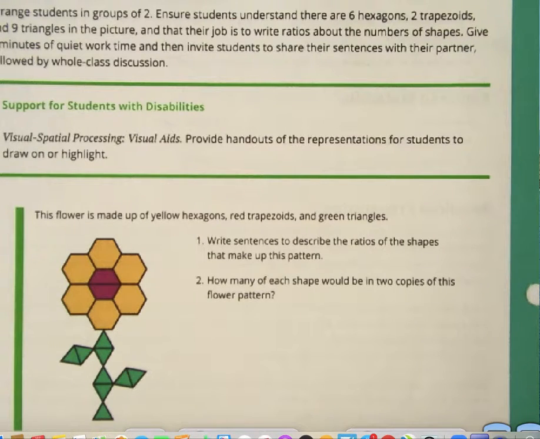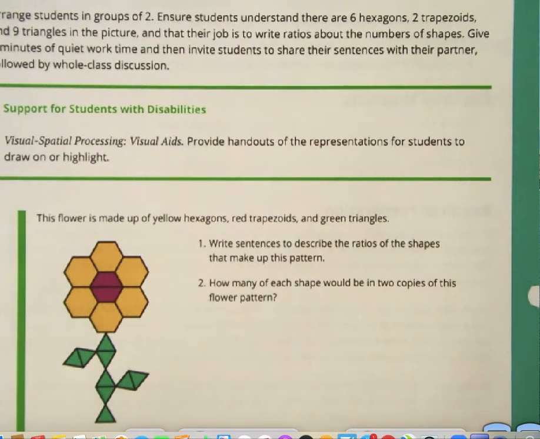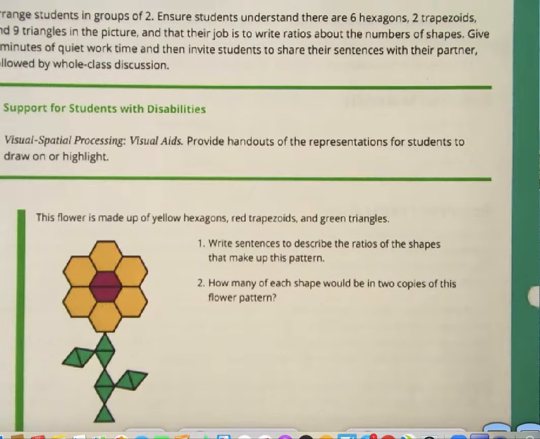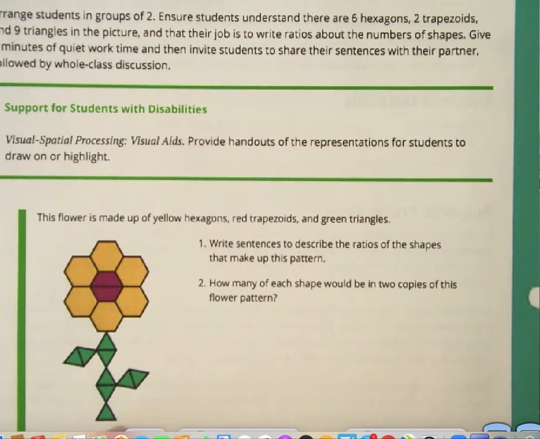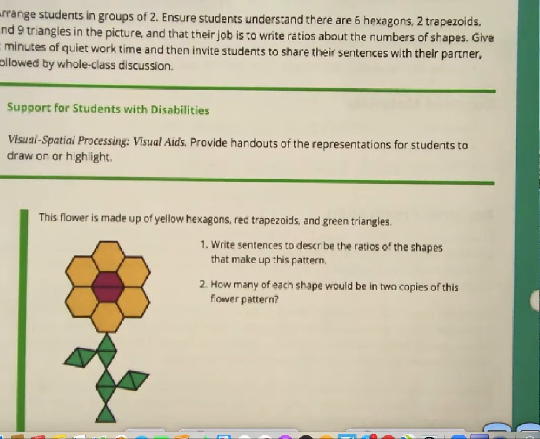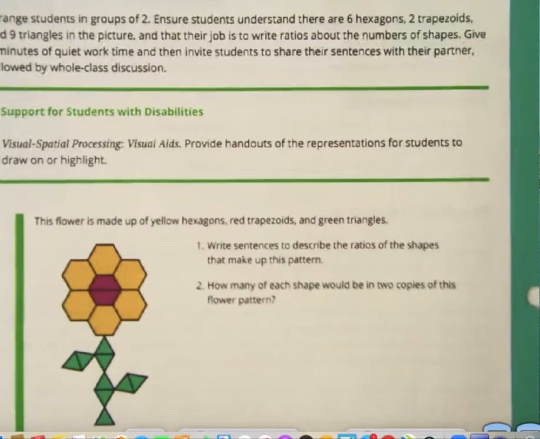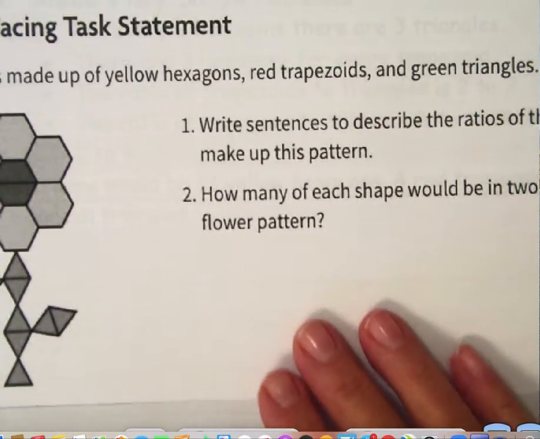Okay? Now, let's talk about the hexagons. How many hexagons in this shape? Well, there are 6. So if I had another 6 over here, that would be a total of 12. And then the triangles, how many triangles are there? There are 9. So I would double the 9, and that would give me 18.